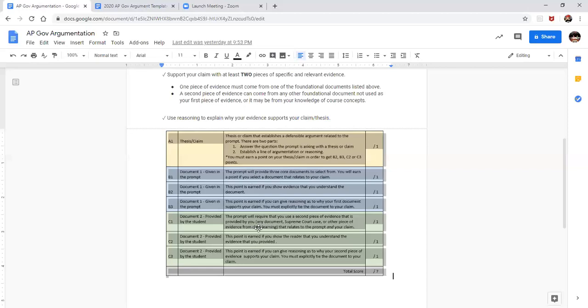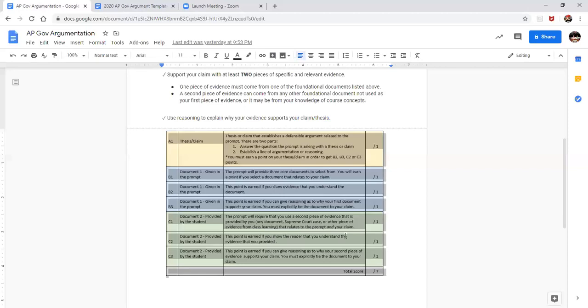Then you're going to do it again in your second body paragraph with a different point. As long as you use one of the 3 documents they provide you, your second point can come from those 3 documents or it can come from another course document. And I want to be specific: this has to be a course document. So we're thinking a Supreme Court case, a foundational document, or a relevant course concept that would apply to your thesis.